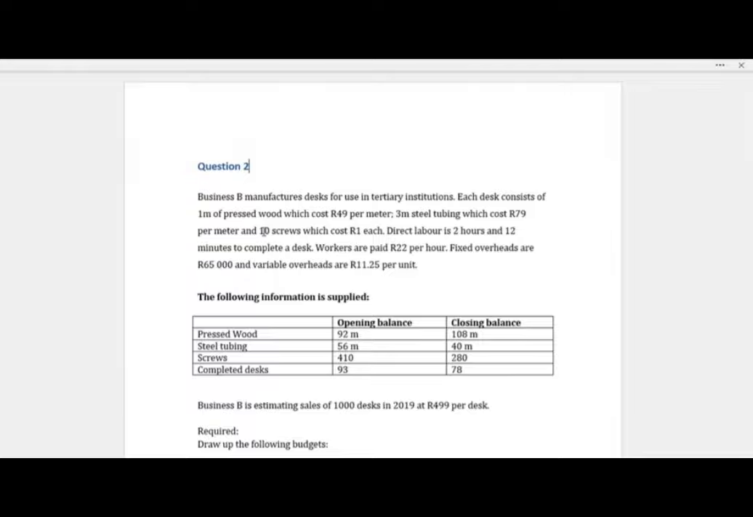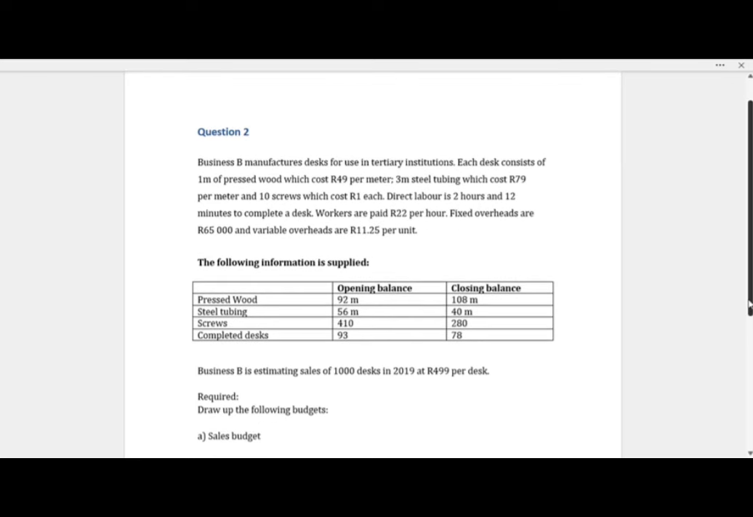Fixed overheads are 65 rand, and variable overheads are 11 rand 25 cents per unit, right? So that is the information to produce one table or one desk, right? So let's see the following information that is applied right there.